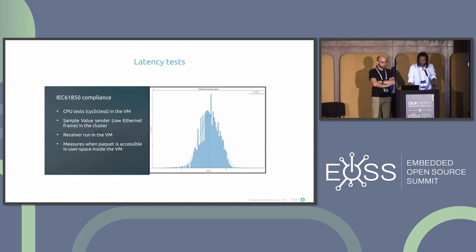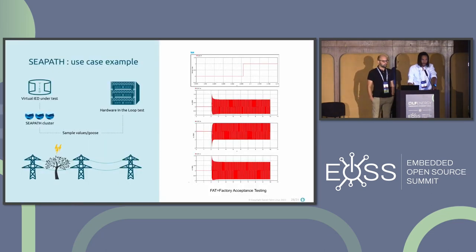And we also have a cyclic test inside the VM. What we achieve is that we are now confident that the performance is enough for this kind of application. And then once we ensured that, we implemented real applications that were provided by our vendors, who normally sell hardware and software together. They were kind enough to provide us with a virtual machine.